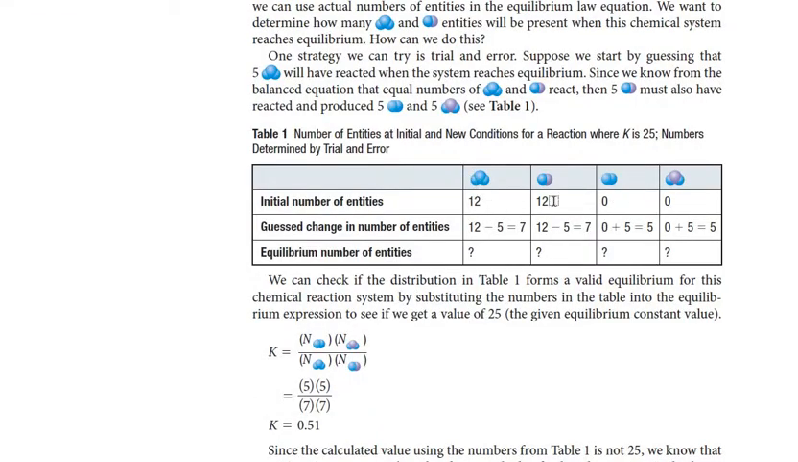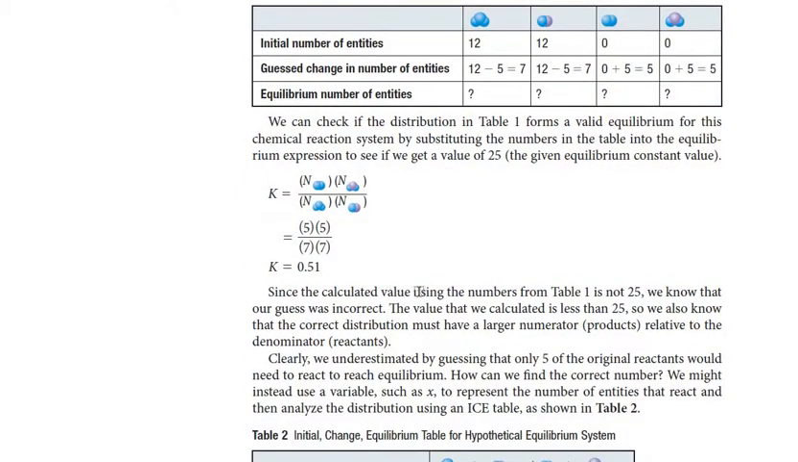So as you see here, we have 12 of them initially, and the change is -5, and it produces 5 and 5 from the products. So eventually we have 7 here, 7 here, 5 here, and 5 here. That's why it's going to be 5 times 5 divided by 7 times 7, which is 0.51. Since the calculated value using the numbers from table 1 is not 25, we know that our guess was incorrect.